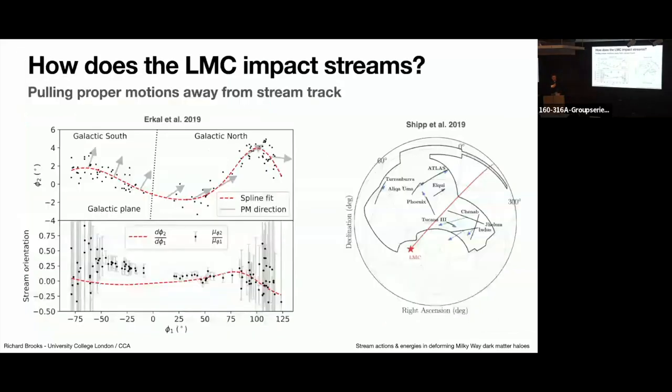Okay, and so the LMC itself seems to have had quite a large impact on streams. This is taking the proper motions of streams and showing how the vectors are being misaligned towards the past orbit of the LMC itself. So it's sort of dragging the on-sky velocities to where the LMC is in the sky. This is one way you can look at streams, in this sort of space.